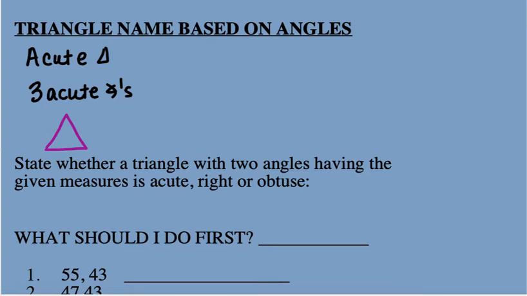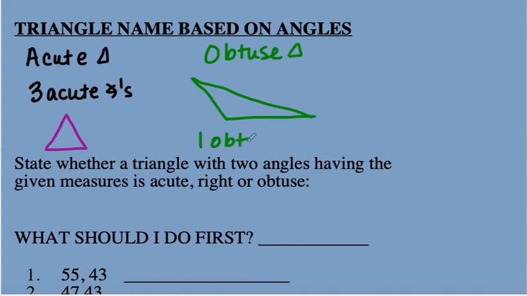We have an obtuse triangle, which means that it has one obtuse angle. And an obtuse angle is greater than 90 but less than 180. So here you can see the obtuse angle. It's greater than 90 but less than 180. And the reason it can only have one is because the three angles of a triangle can't exceed 180. So it would only be able to have one that's bigger than 90.